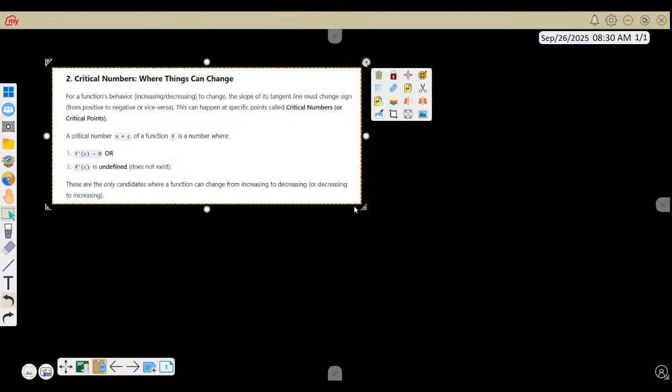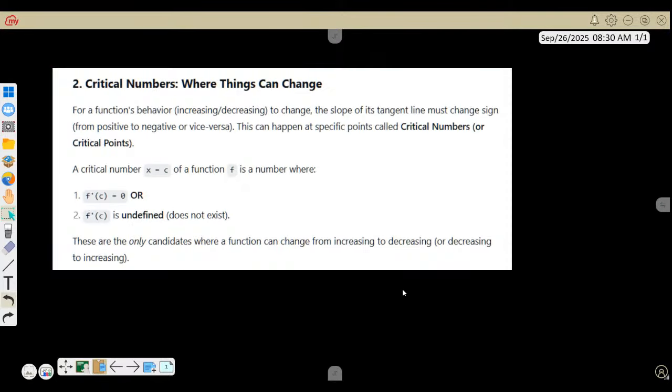Okay. Now see what a critical point is. For a function's behavior, increasing or decreasing, to change, the slope of its tangent line must change sign from positive to negative or vice versa. This can happen at a specific point, and that point is called a critical point. It means critical points are those points where the function changes from increasing to decreasing or decreasing to increasing. And we have to find that point.